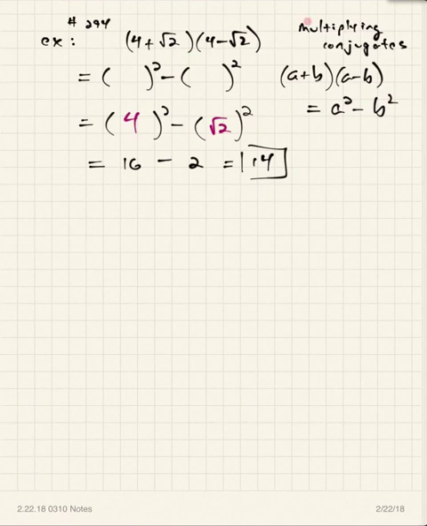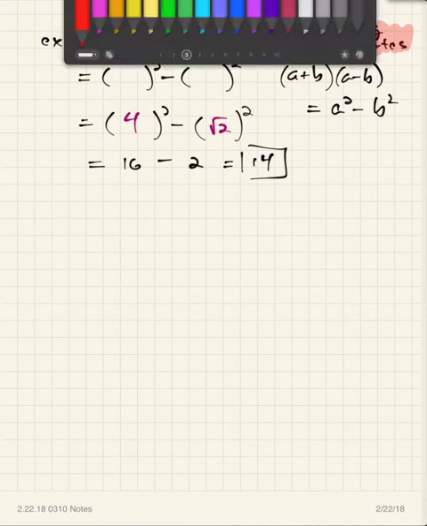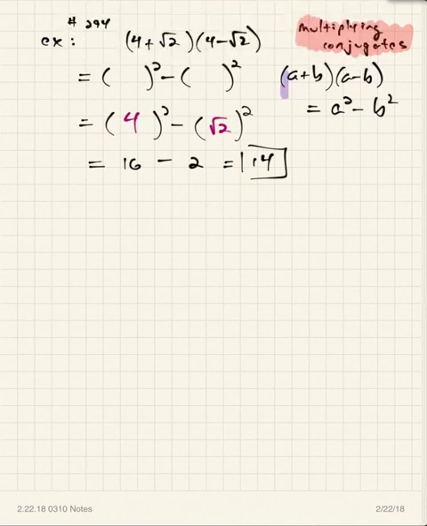All right, so multiplying conjugates, right? This pattern gives you a technique for multiplying conjugates together. When you've got two conjugate expressions, write it out as a square minus a square.